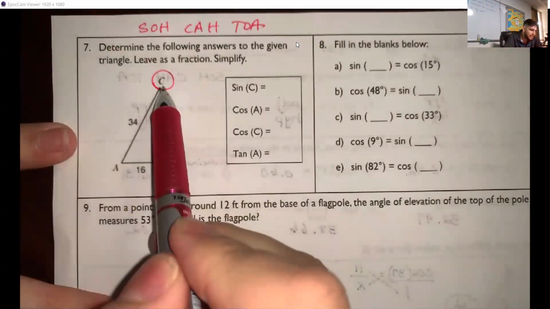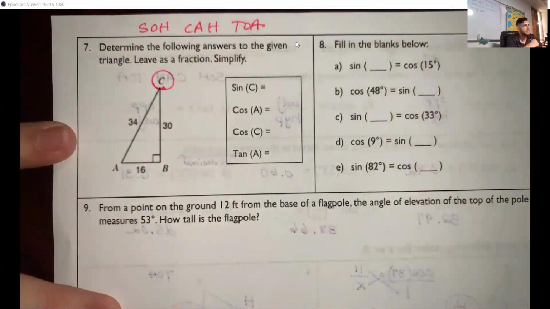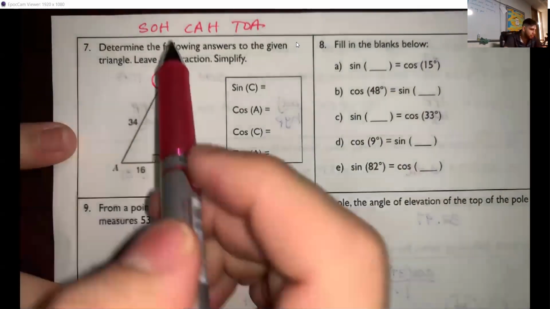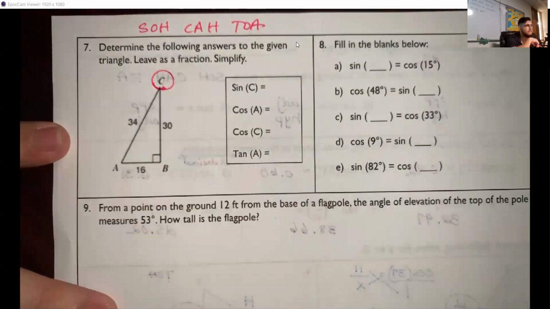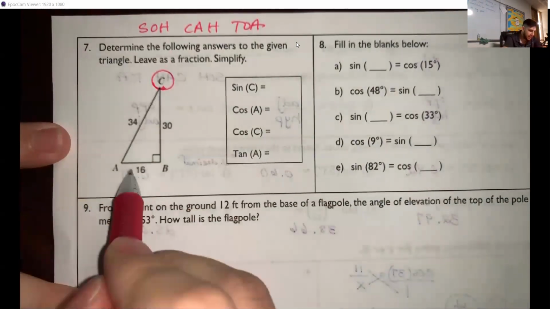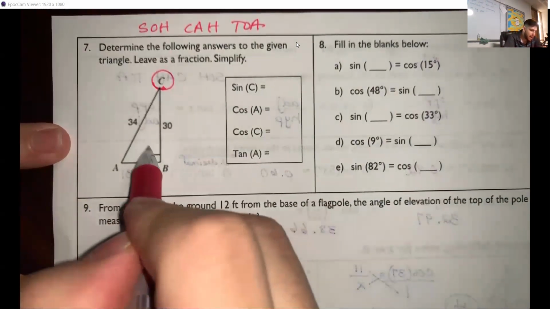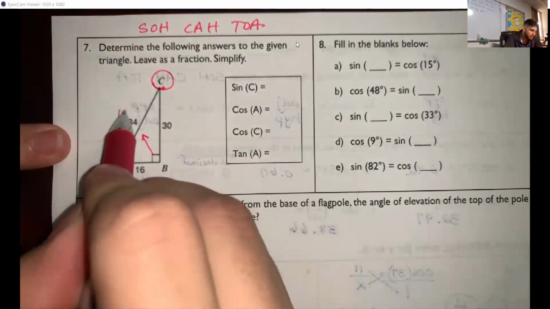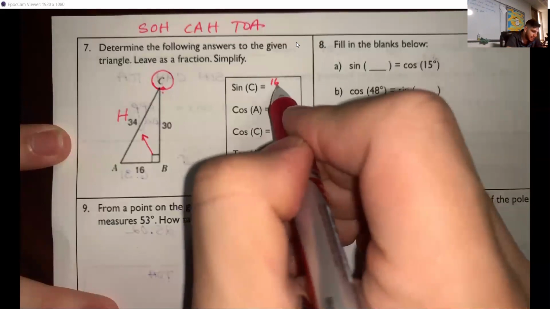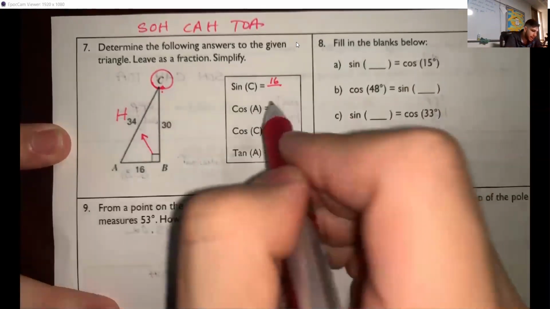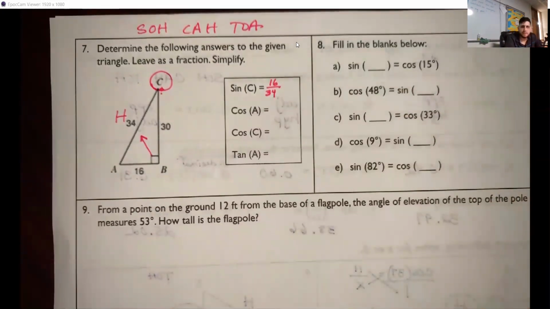SOHCAHTOA. So we know that the sine of this angle is going to be opposite over adjacent. No, opposite over hypotenuse. What am I saying? Sorry. So opposite of the angle C is which one? 16, right? And obviously our hypotenuse is going to be the same no matter what, so I'm just going to label this as h. But opposite of angle C is 16, so we're going to put 16 over, and then our hypotenuse is 34.